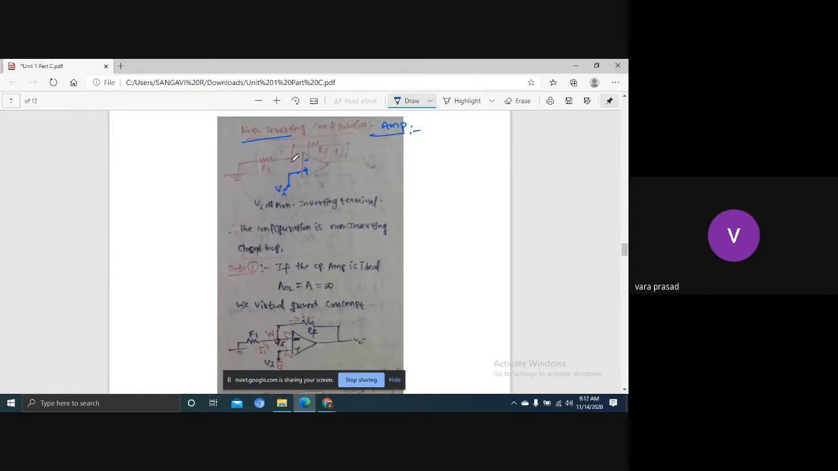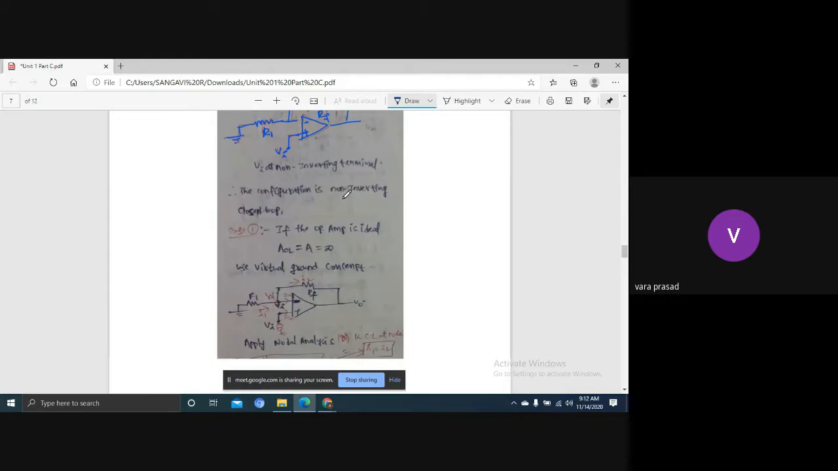Please keep in mind, this is the circuit diagram. This is a resistor R1. Here Rf. You have to remember the circuit diagram. If they ask non-inverting, the plus terminal is the non-inverting one. You have to apply Vi, and R1 and Rf. Now, very, very important.